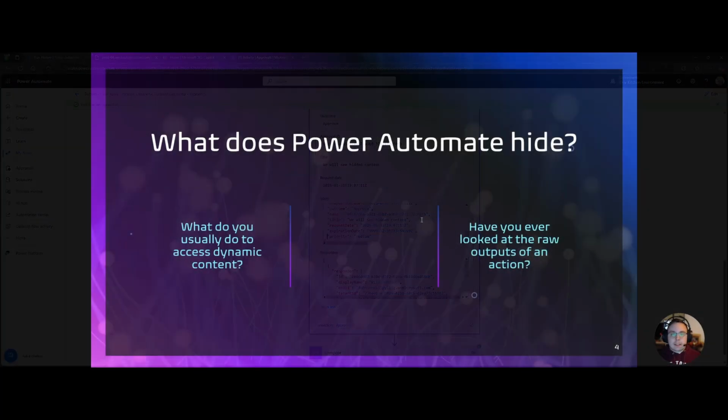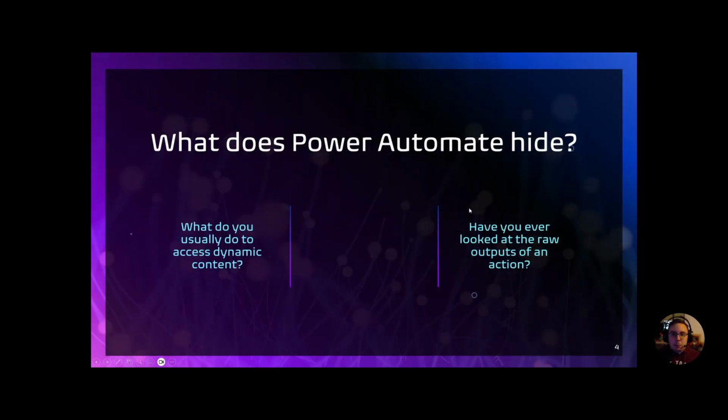If we look back at our slide here, we've seen that when we look at the raw outputs of an action, this is where we see all that hidden content. So great. We now know that there's more content than is available to us in the dynamic content space. We also know that the dynamic content menu doesn't provide us everything that we should have. Okay. Now, when we look at that, what we then need to know is how do we actually access it? And this is the big thing, right? How do we actually access the content that this is throwing to us?